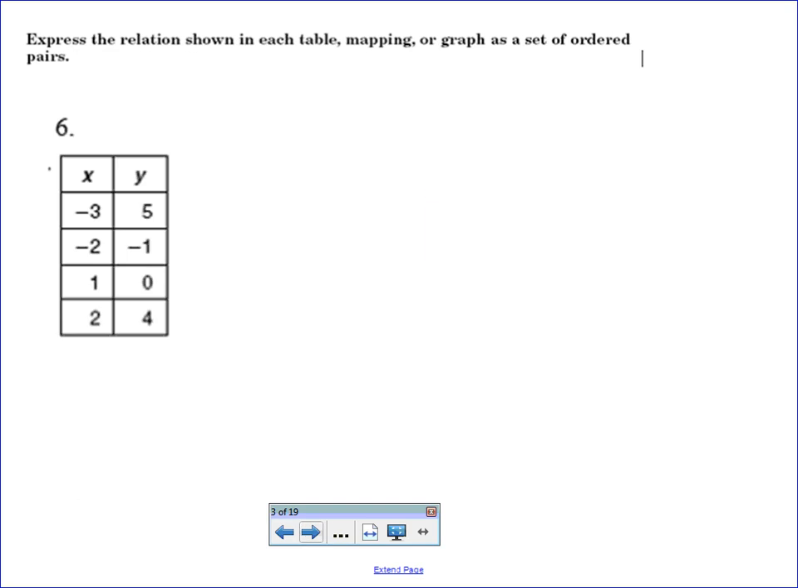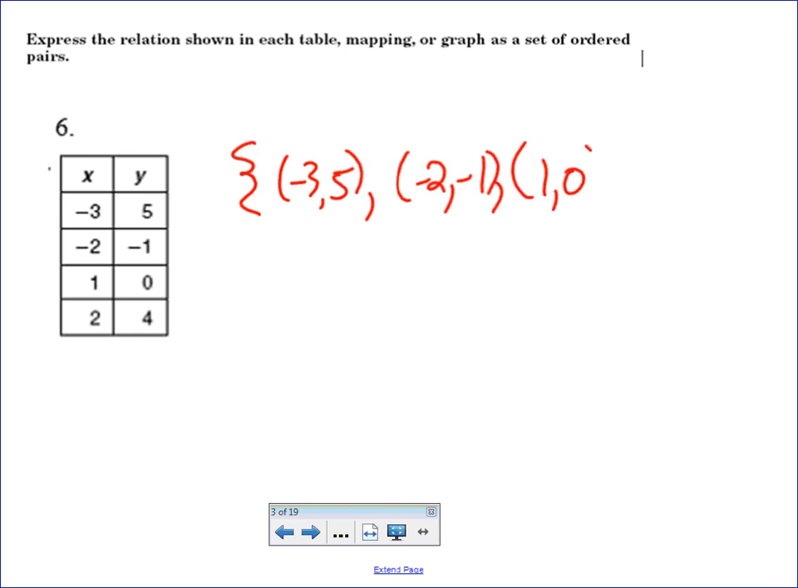Express the relation shown in each table, mapping, or graph as a set of ordered pairs. So we're going to do a set, we need a bracket. And then we would list the ordered pairs. -3, 5. -2, -1. 1, 0, 2, 4. So there's our set of ordered pairs.